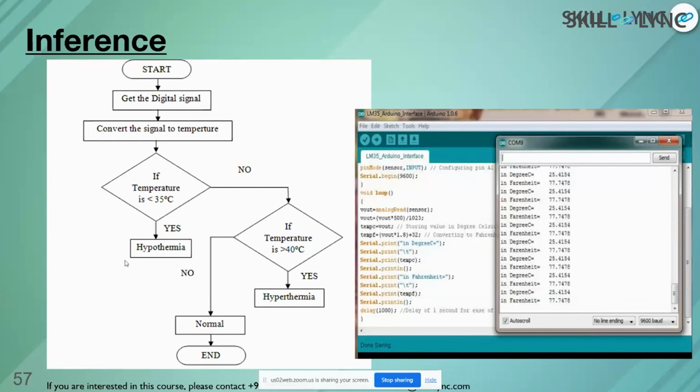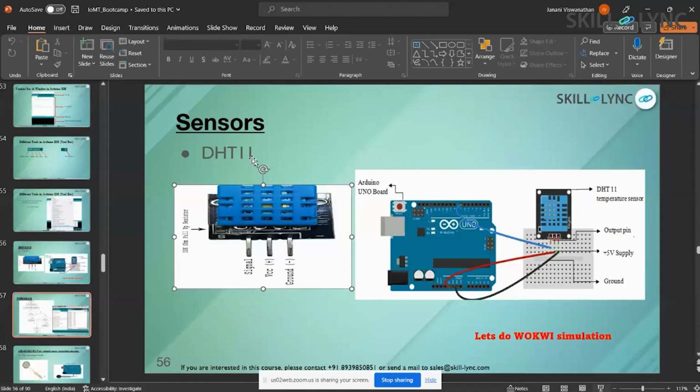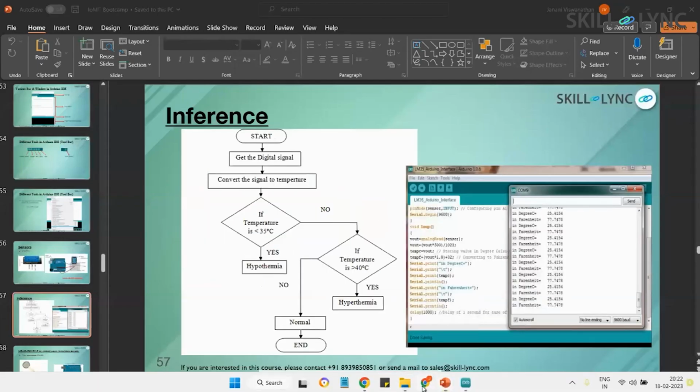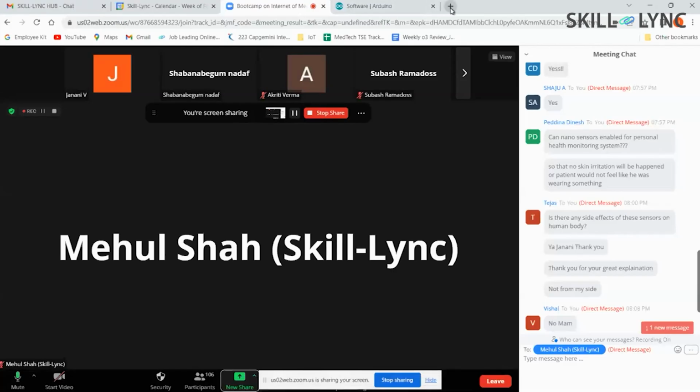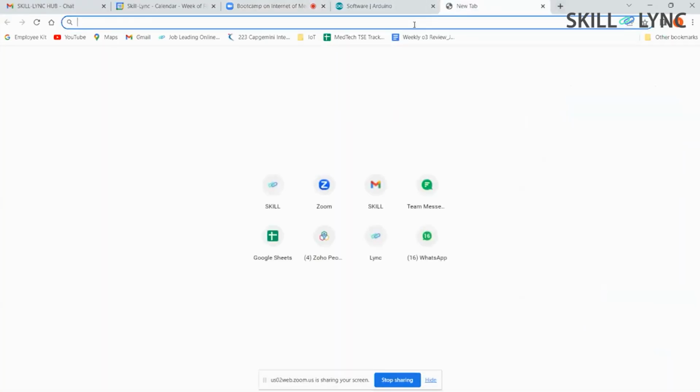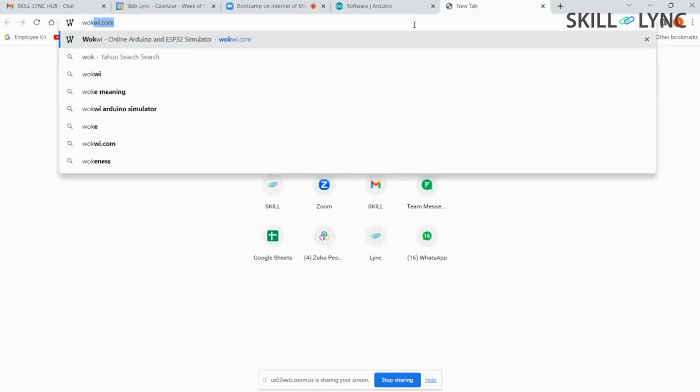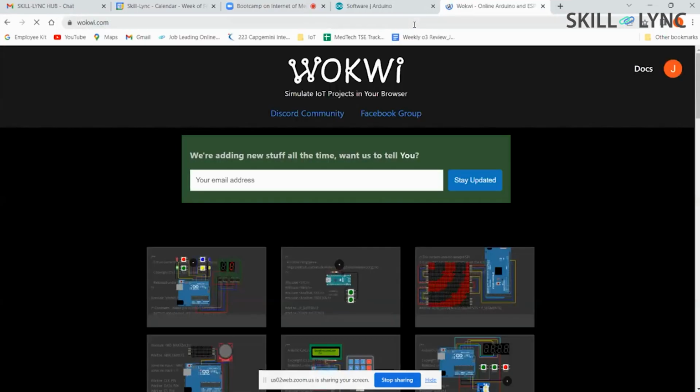Okay, so in order to do this kind of simulations, for people who want to kickstart, I would suggest you can use Wokwi, which is a simulation tool.